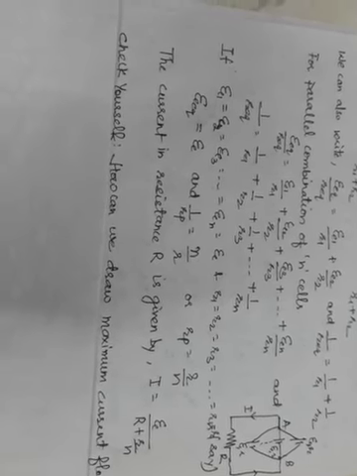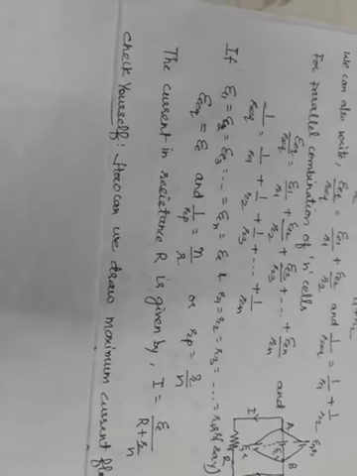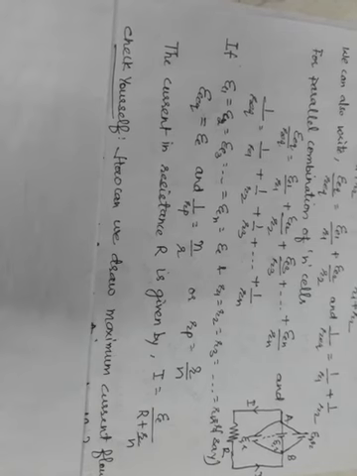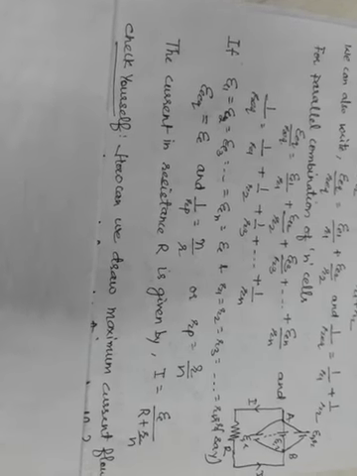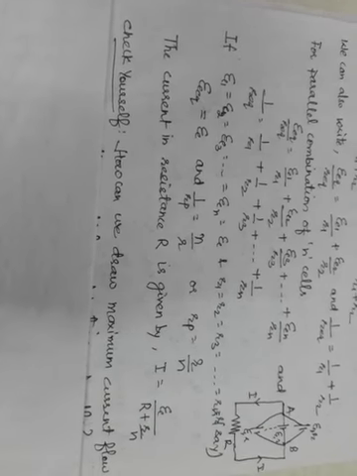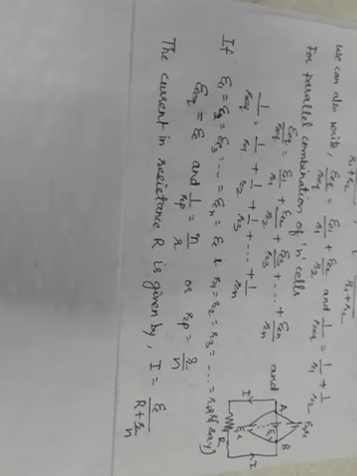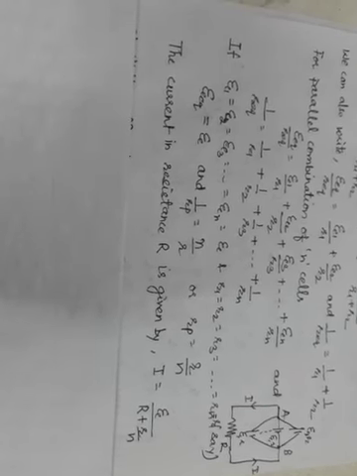If we consider the EMFs and internal resistances of the cells to be equal, then E equivalent will be equal to E, whereas the parallel combination of the cells will give us effective total internal resistance R upon N. And the current, as you know, in the circuit is given by EMF divided by total resistance, and total resistance is equal to external resistance plus total internal resistance, that is I will be equal to E upon capital R plus R upon N.